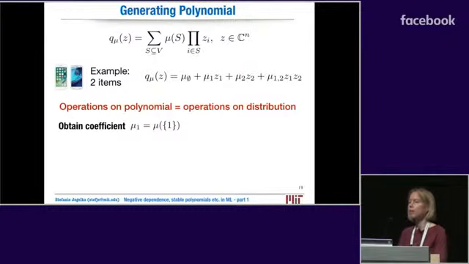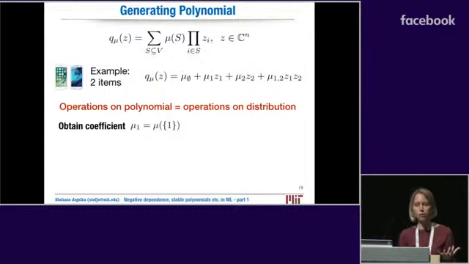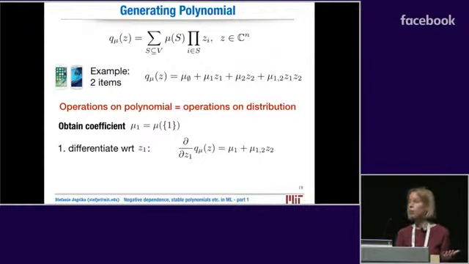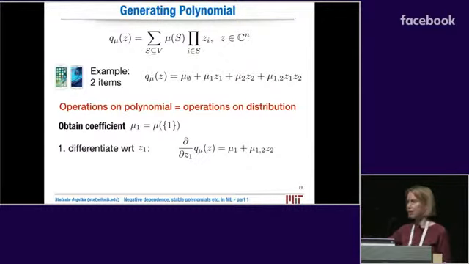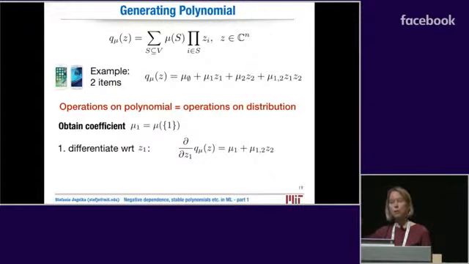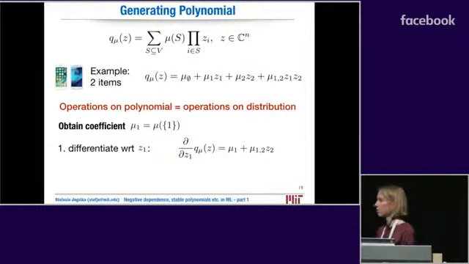So we want to pull out the probability of seeing just item 1. So this is mu of 1. How could we do this? What we do is we first differentiate the polynomial with respect to z1, since 1 is the item that we want. Since this polynomial actually has no higher powers, every z always occurs with power 1. All you have to do is look at which terms have a z1, then delete the z1 and discard all the other terms.